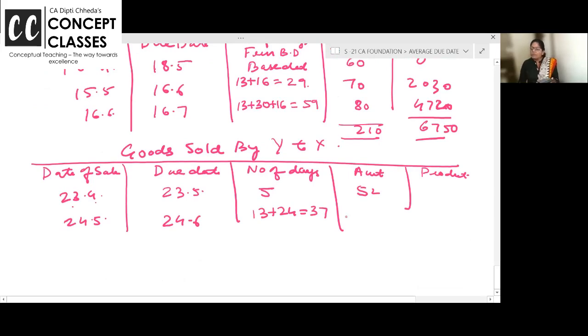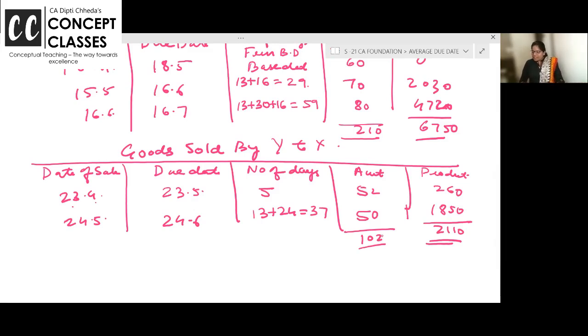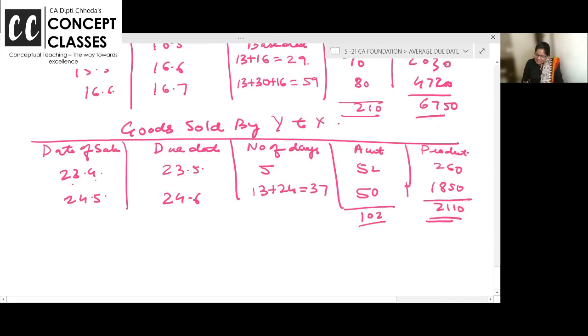Now, 5 days into 52 amount, the product is 260. 37 into 50, the product is 1850 plus 260, 2110 and 102. अच्छा है, clear है?